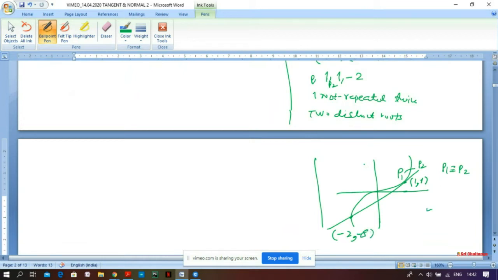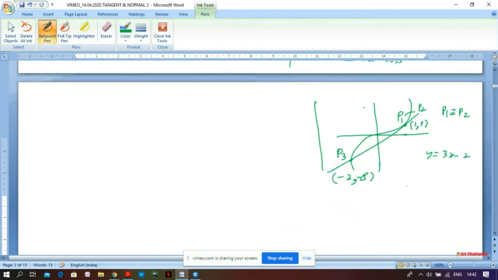You can also get it as y equal to 3x minus 2 because they lie on the line and the curve also. So P1, P2 and P3. So in effect, we got here just two distinct points. At one point the curve is touching, at the other point it is intersecting. So here touch means a special kind of intersection, and this is simple intersection. This is a special intersection which we call touch.